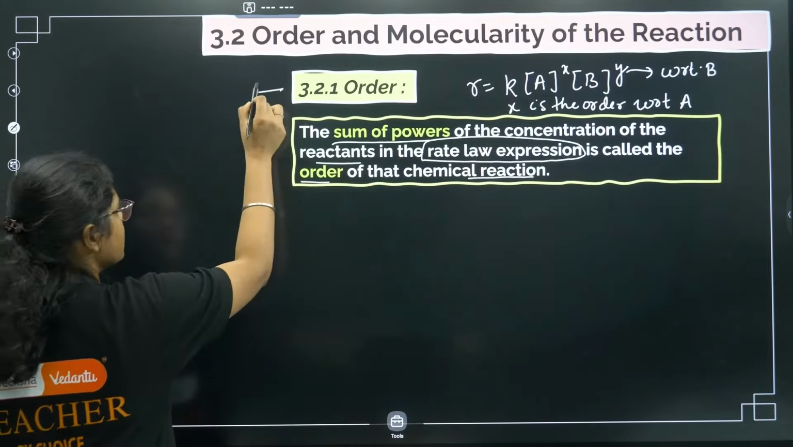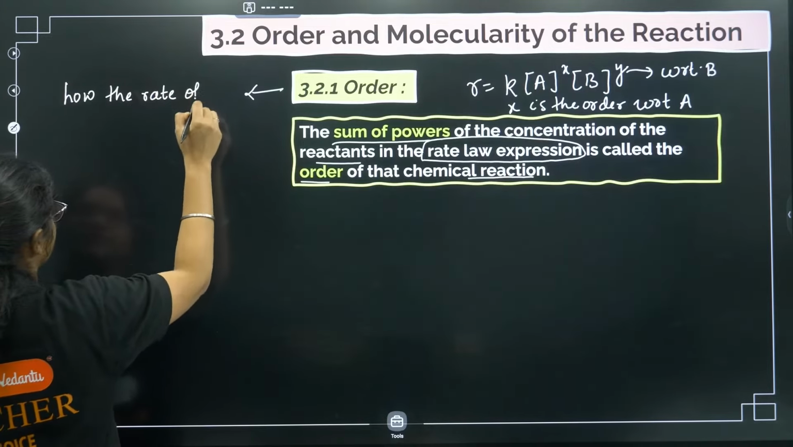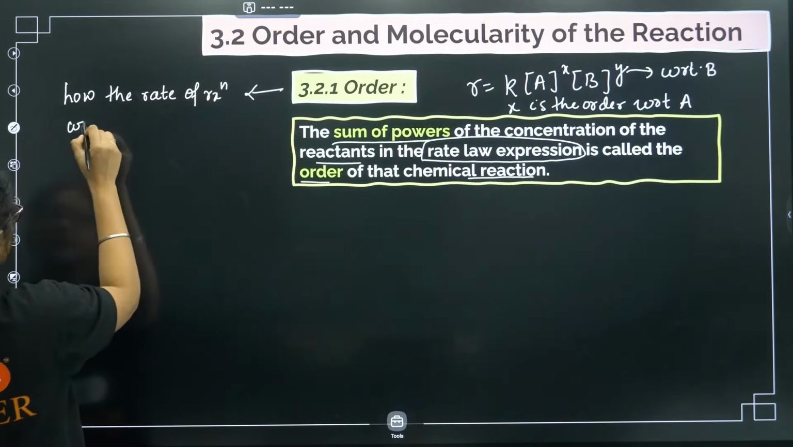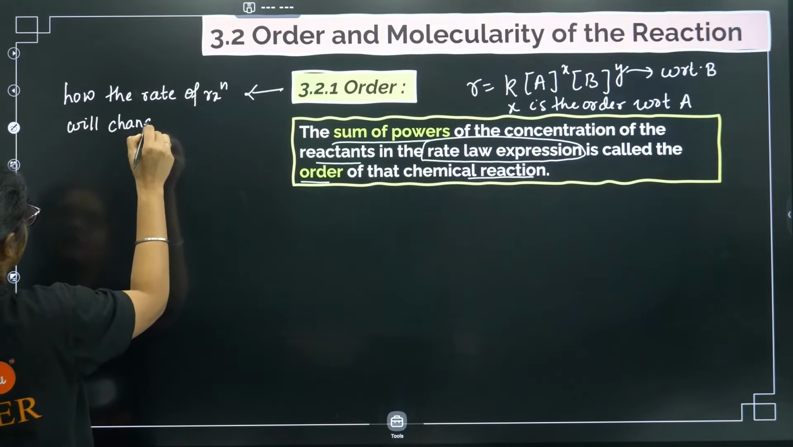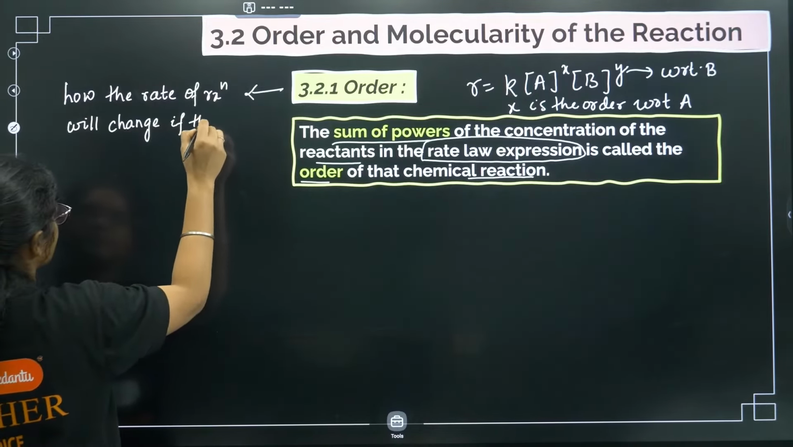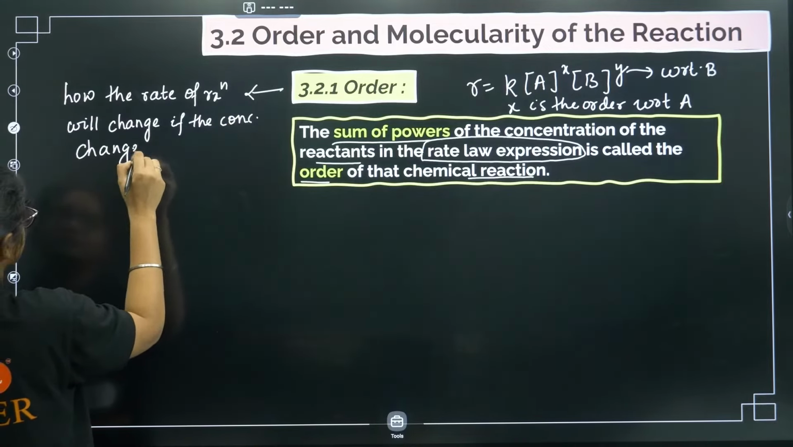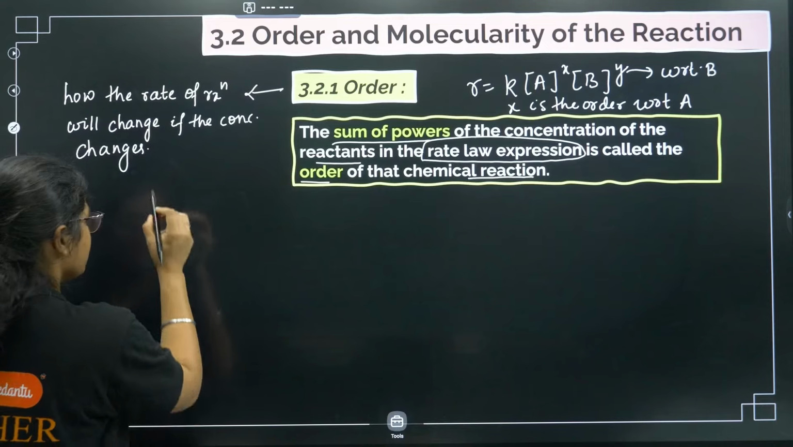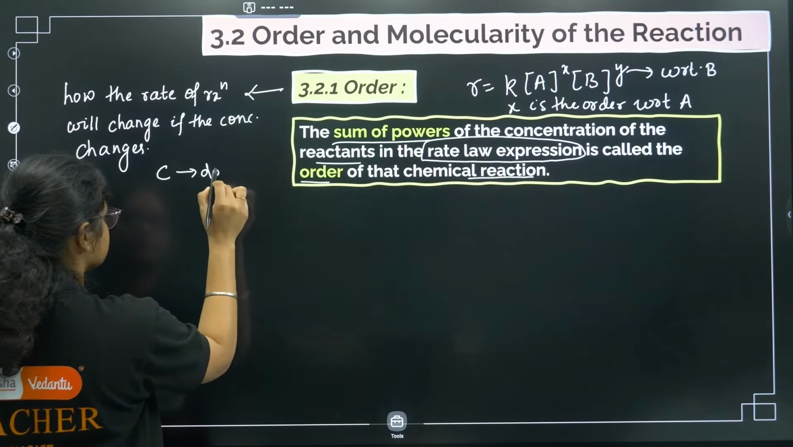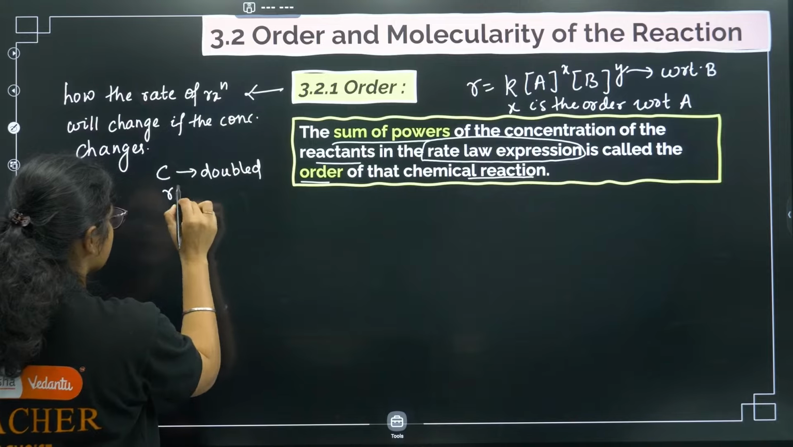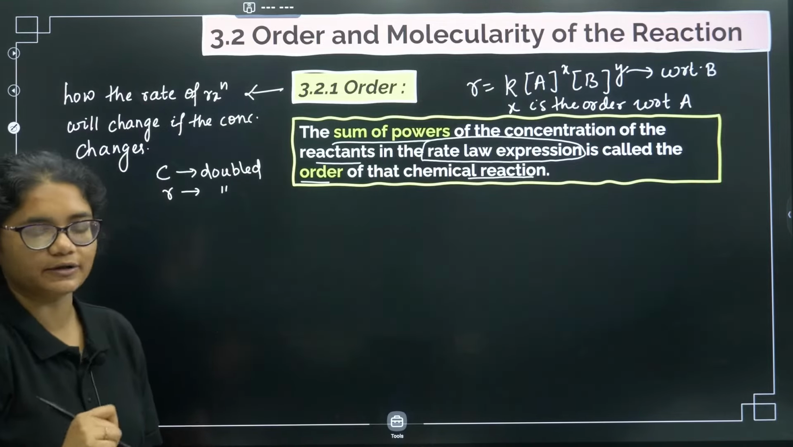It tells how the rate of reaction will change if the concentration changes. Okay, if the concentration changes, then how the rate of the reaction will change, that is what is given by the order. Now here you remember, see, if the concentration is doubled, and at the same time rate is also doubled, then we call it a first order reaction.